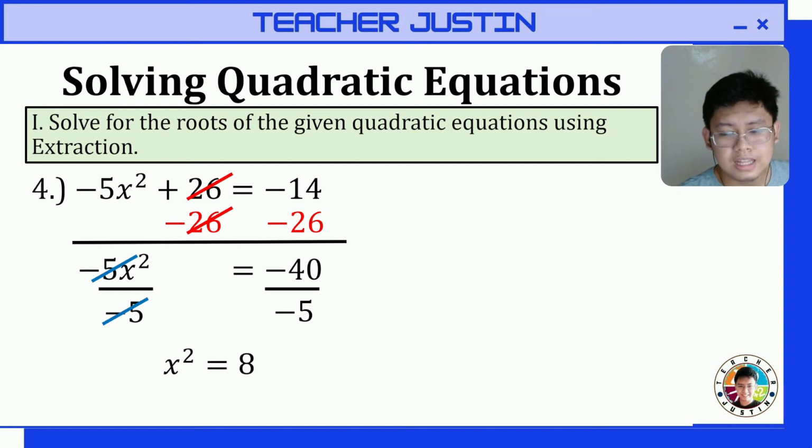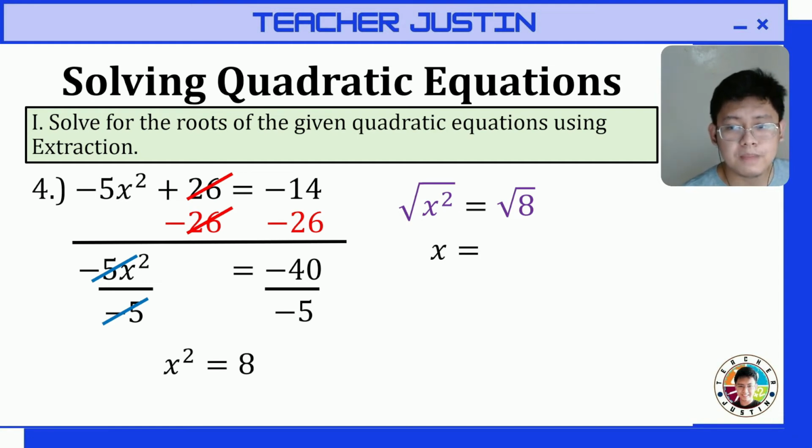Then, ang susunod nating step will be removing the exponent 2. So, para matanggal si exponent na 2, we will get the square root of both sides, applying the square root property of equality. So, si square root of x squared, magiging x na lang. At yung square root of 8, take note that 8 is not a perfect square number. So, if the number is not a perfect square number, then we have to simplify the radical.